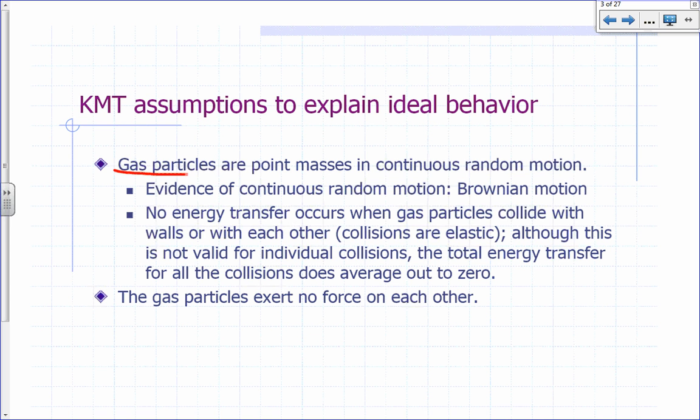First of all, we assume that gas particles are point masses that are in continuous random motion. Point masses means that they occupy a negligible amount of space, so we're ignoring that they have finite volume. This assumption becomes valid when we're dealing with gases at very low pressure, because then the volume of the container is so much bigger compared to the actual volume of the gas molecules themselves.